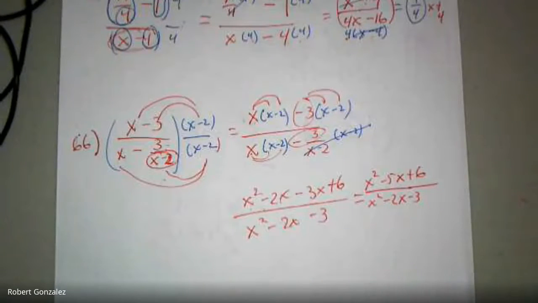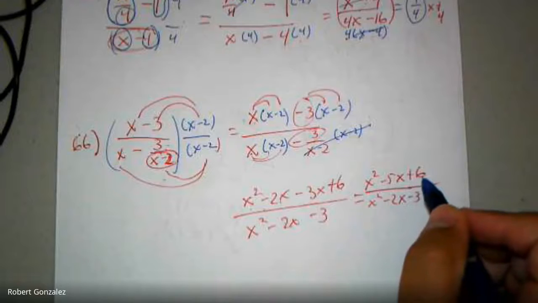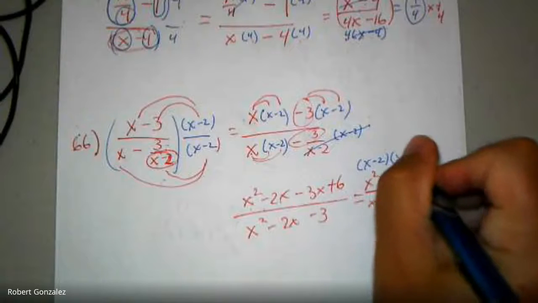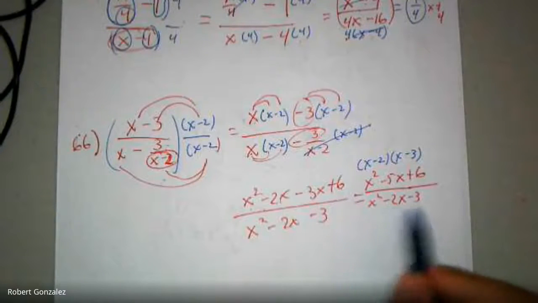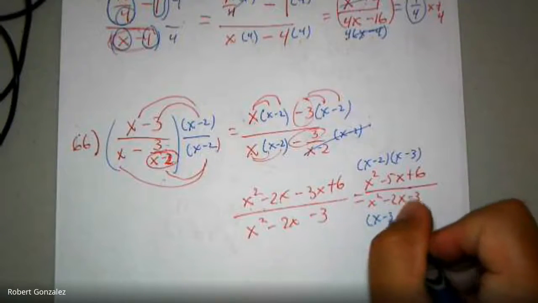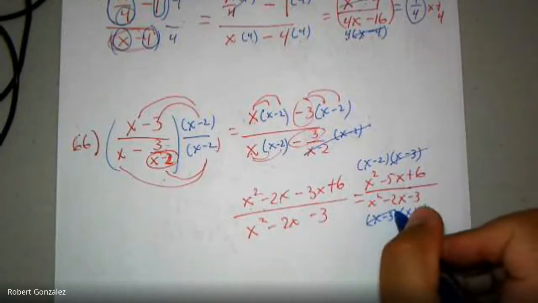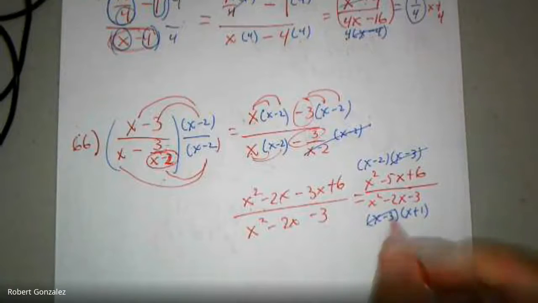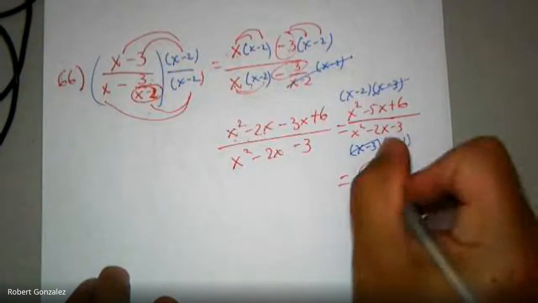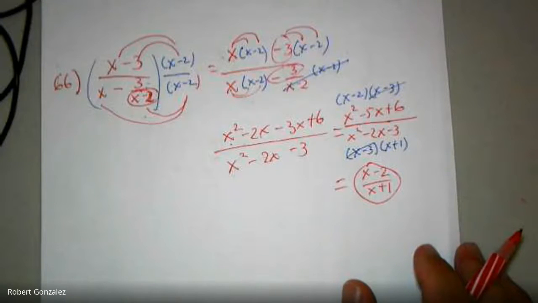Oh, we're not done. The top factors and the bottom factors. The top, what two numbers multiply to 6 and add to negative 5? It's negative 2 and negative 3. On the bottom, what multiplies to negative 3 and adds to negative 2? It's negative 3 and positive 1. My negative 3's cancel out. We're going to leave our answer as x minus 2 over x plus 1. Any questions?